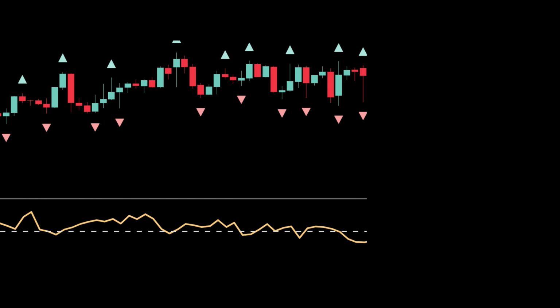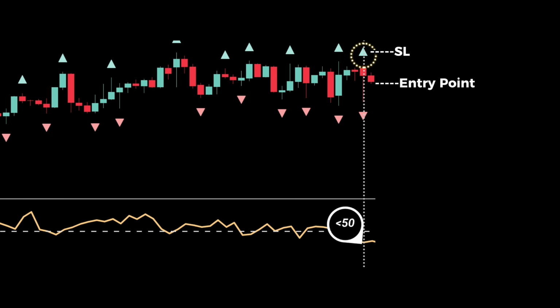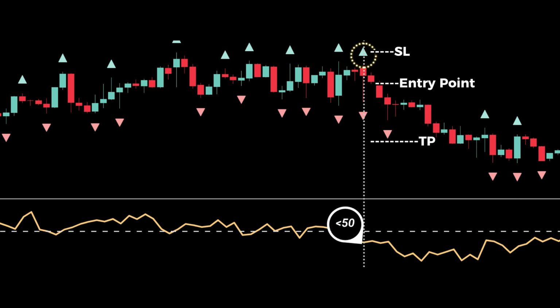Sell example. Now let's look at the opposite setup. Here RSI is below 50, showing bearish momentum. A top fractal appears. We wait for a candle to close below that fractal level, and right here it does. So we enter a sell trade, set the stop loss just above the fractal candle, and place the take profit at twice the stop loss distance. And again, the price dropped and reached our take profit target.